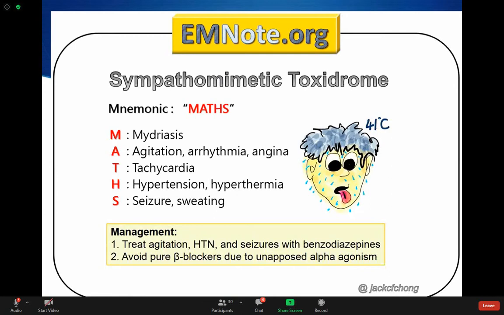So supportive care with benzodiazepines, fluids, you cool them, you treat seizure with benzodiazepines, and the next agent, if benzodiazepines don't work, we use barbiturate. If barbiturate doesn't work, we use propofol. We do not use phenytoin. We do not use any sodium channel blockers to treat seizure from poisoning, because seizure from poisoning is not epilepsy.